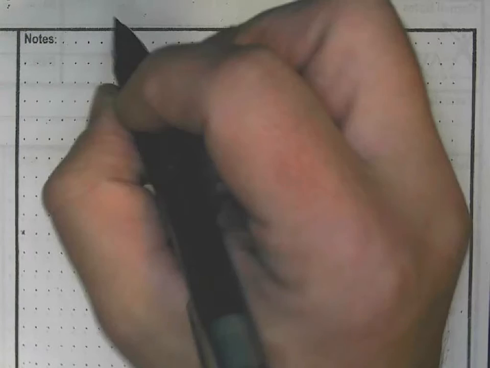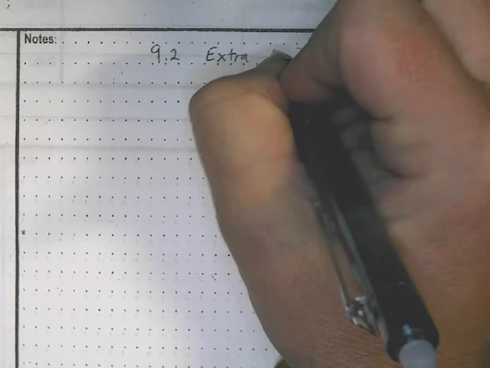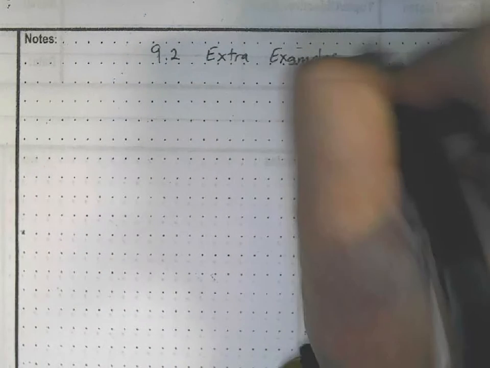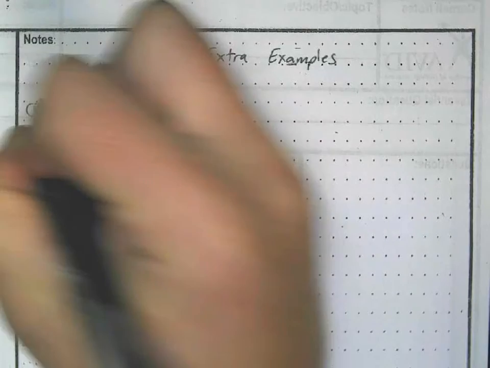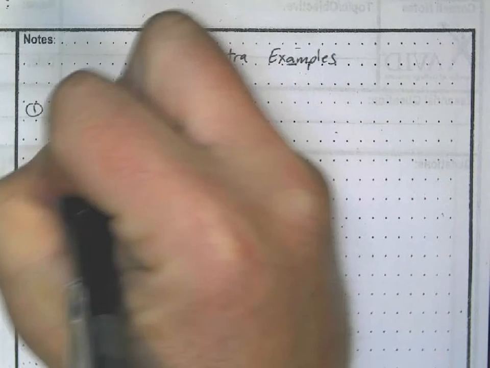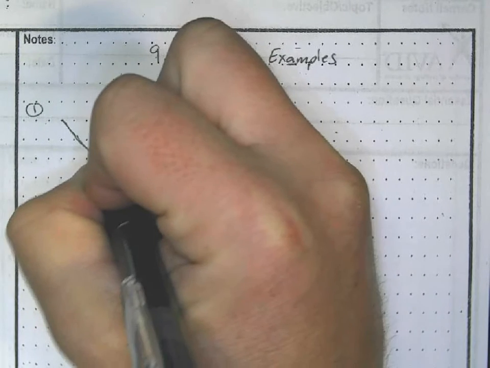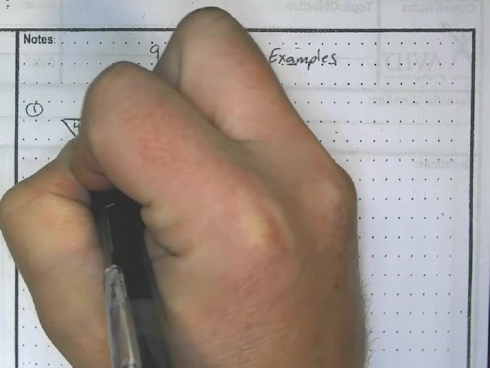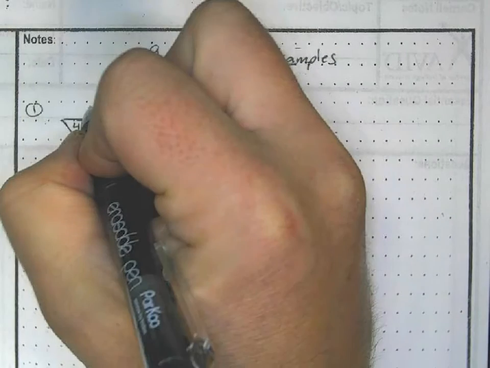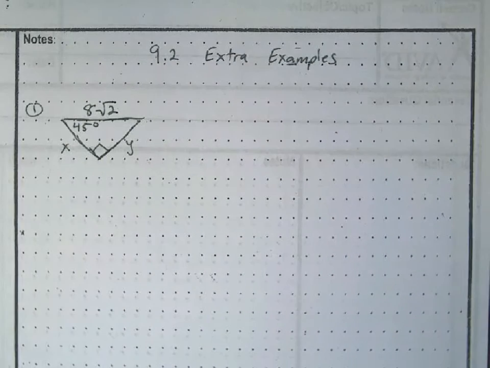In this video, we'll be looking at some extra examples for 9.2. Okay, so let's start off with looking at one that looks like this. So I'm going to have my triangle given to me like this, and we're asked to find x and y.